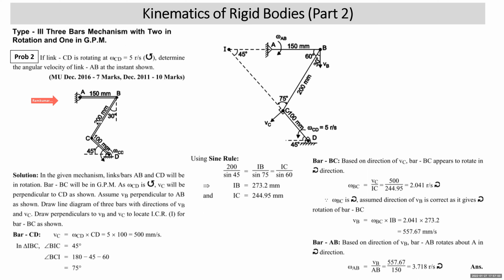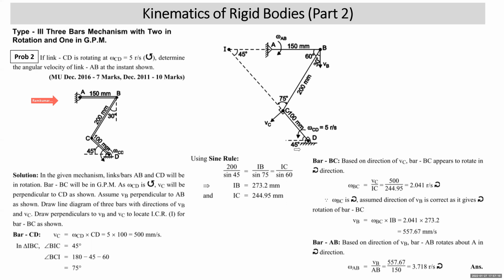Middle bar BC is in general plane motion, right? The 3 bars are connected at B and C by internal hinges. Now we draw the line diagram AB, BC, and CD.